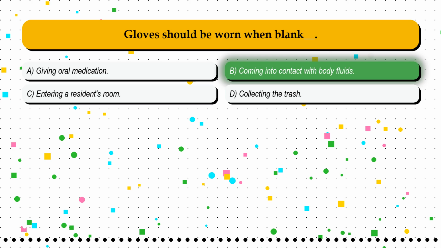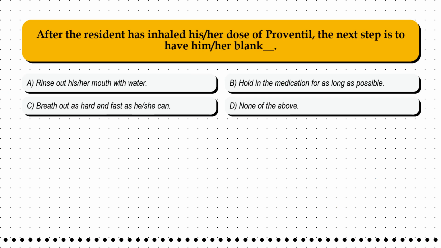The correct answer is option B, coming into contact with body fluids. Question 247. After the resident has inhaled his/her dose of Preventil, the next step is to have him/her blank blank.